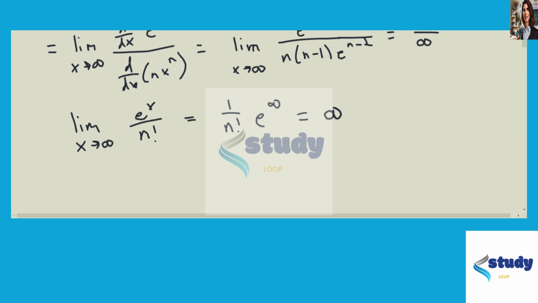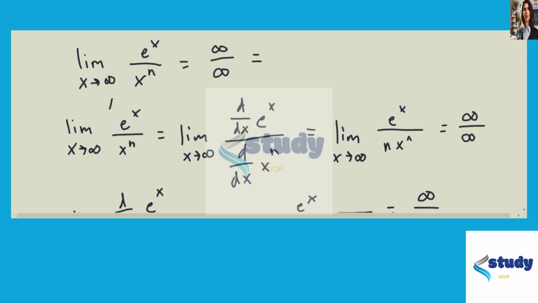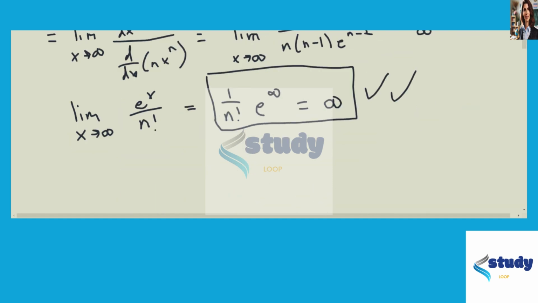Here we can see that the exponential function approaches infinity faster than any power of x. All right, and we can prove that this is true for all positive values of n.